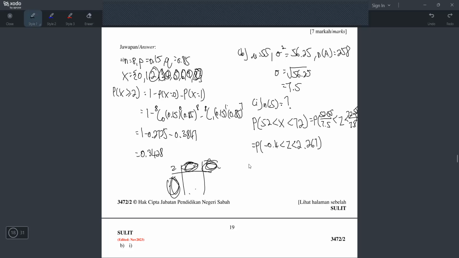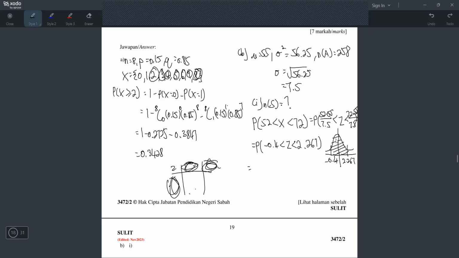So now what you do is you will sketch. You draw, but you only need to draw one. So now where is negative 0.4? Somewhere here. And where is 2.267? It will be positive, so it must be here. And then where you have to shade? If it is in between, you have to shade this part, right?